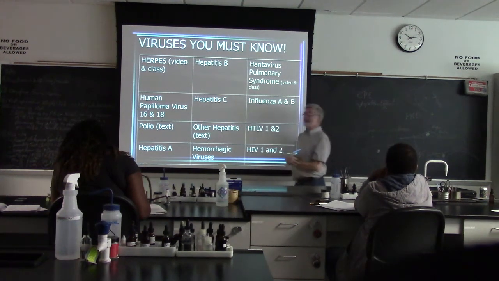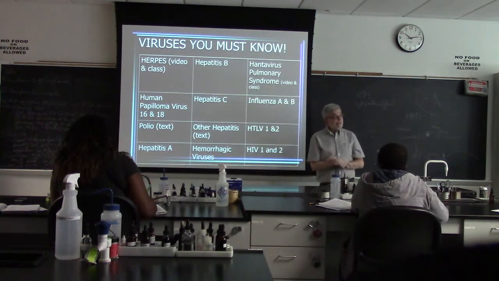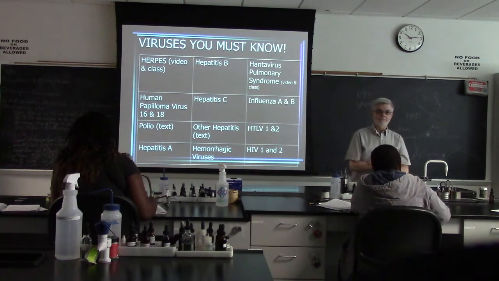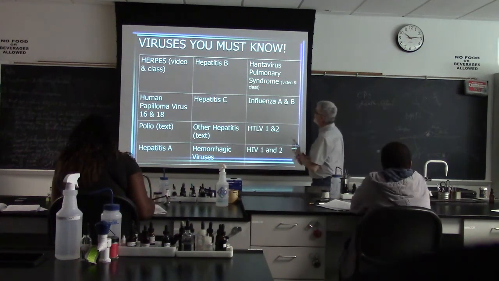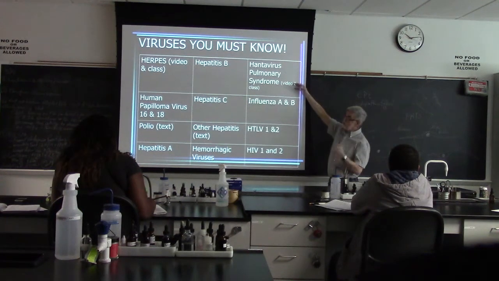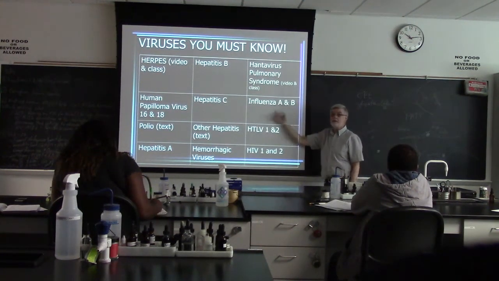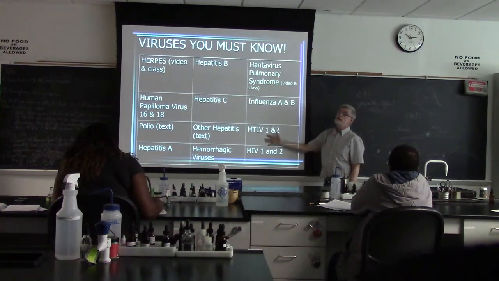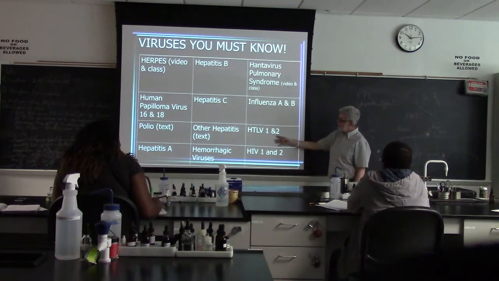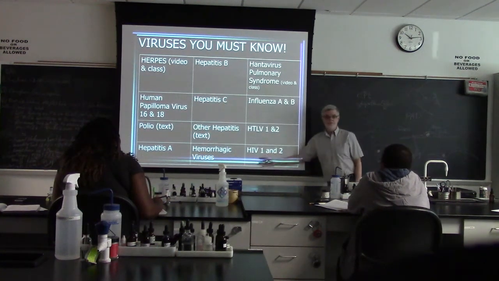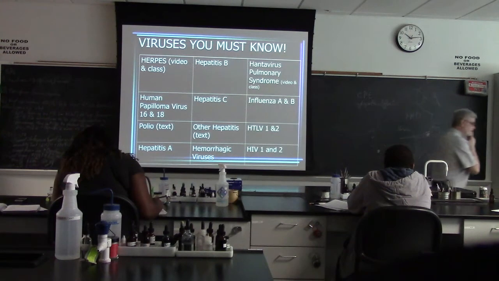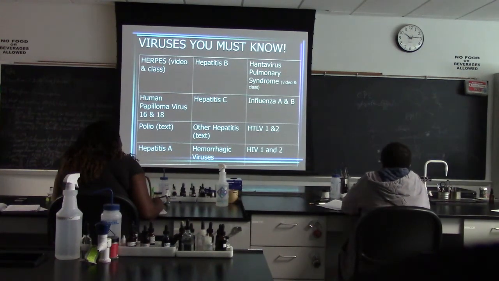Hepatitis A, B, C, D, E, G. There is no F. The hantavirus pulmonary syndrome, I've almost told you everything about it. You need to know. Influenza, why we're so afraid about it. Leukemia viruses, HTLV1 and HTLV2. And human immunodeficiency virus, HIV/AIDS. So those are of the gazillion millions of viruses we're just going to talk about.